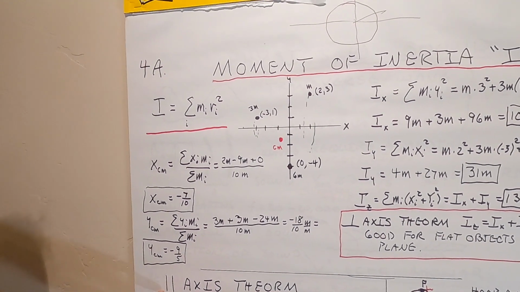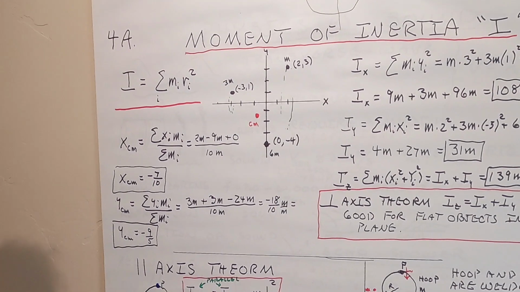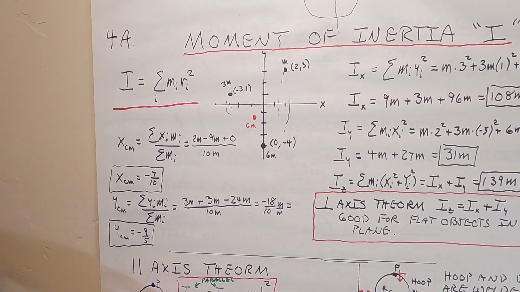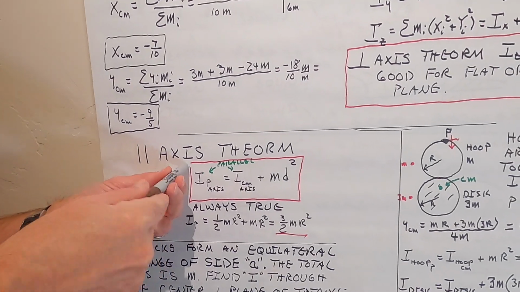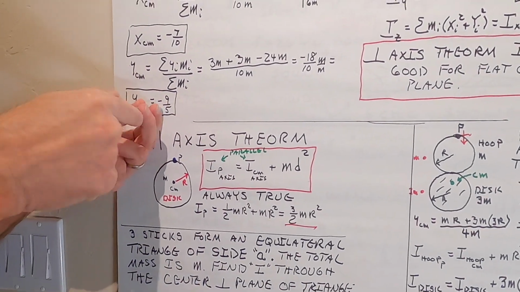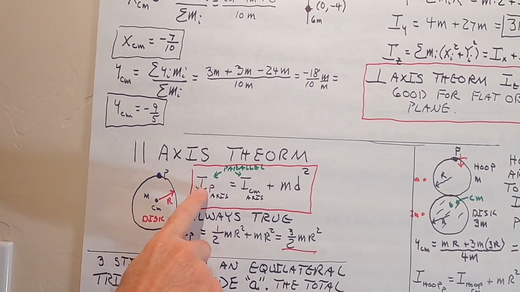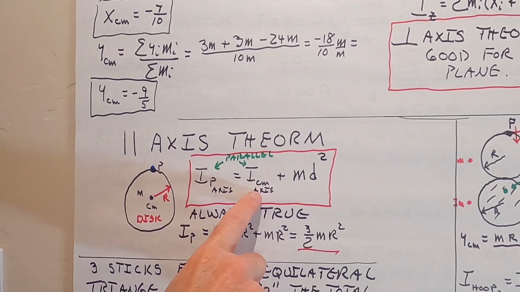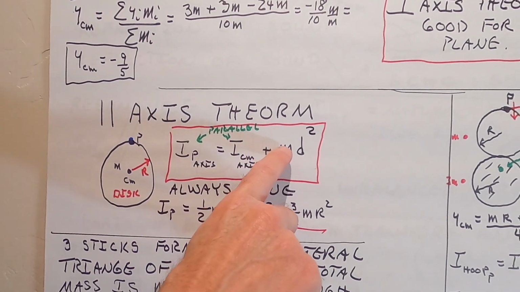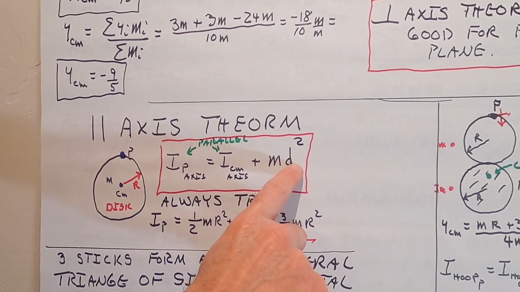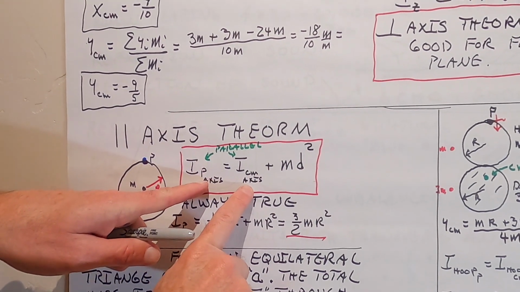There is something called the parallel axis theorem. The parallel axis theorem says if this is, say, a disk, and if I know what the I is about this axis, then I know what it is about every axis that's parallel to it. It says I about any axis is I about the center of mass of the object plus m times d squared, where d is the distance between these two points.